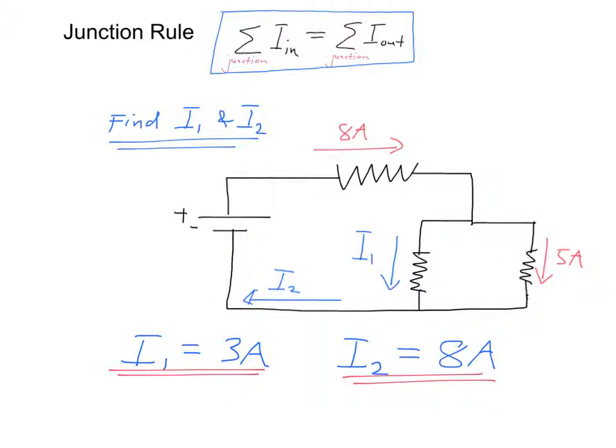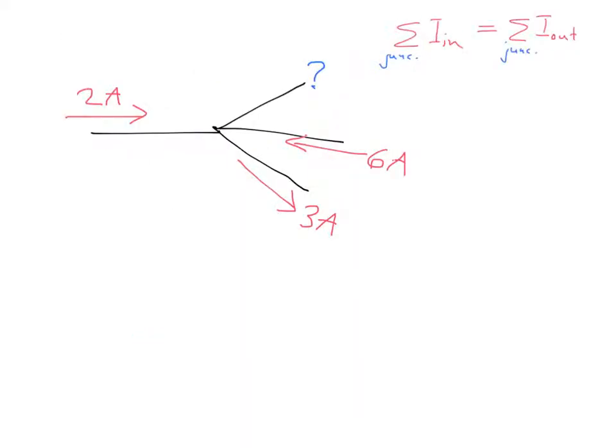Just to make sure we have this, let's do 2 more short examples. In this example, I'm not going to show an entire circuit diagram, just a portion of a diagram with a junction. So at this junction, we've got 4 wires meeting right here. I see 2 amps flowing in here, 6 amps flowing in here, 3 amps flowing out. So far what I have is 2 amps and 6 amps in and 3 amps out.